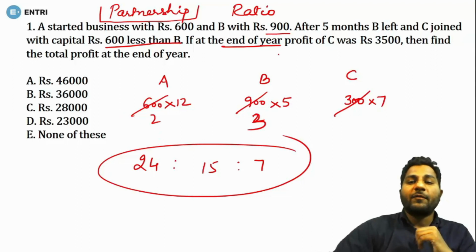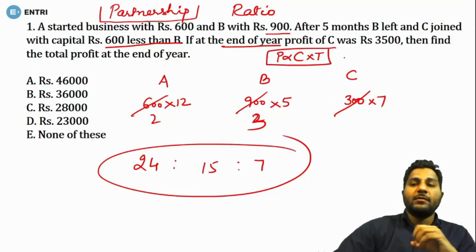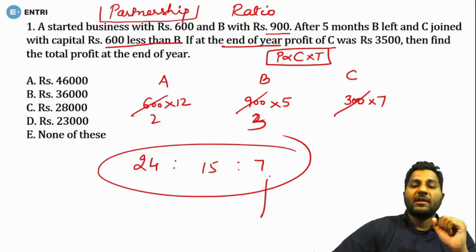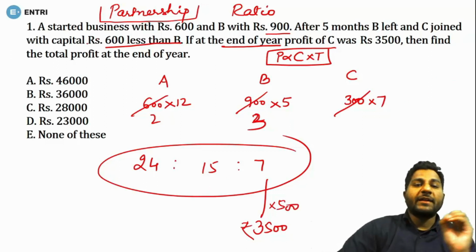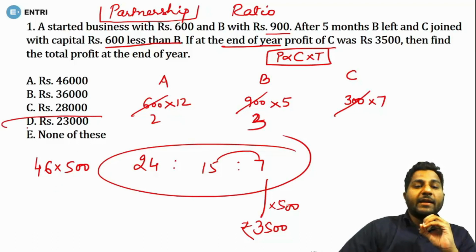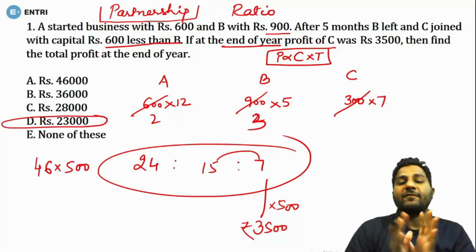You know that profit is directly proportional to capital and time product. So if at the end of the year C was getting 3,500 rupees, that means this 7 ratio has to be equivalent to 3,500 rupees. So 1 ratio equals 500. Now they're asking to find the total profit at the end of the year. So the total ratio is 24 and 22, which is 46. So we have to multiply 46 by 500. That means we will get 23,000 as the final answer.